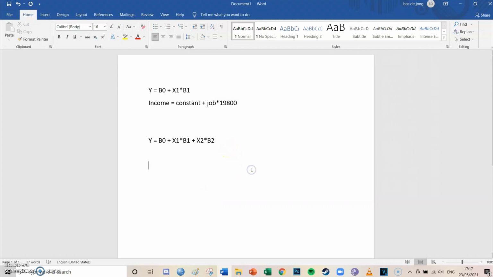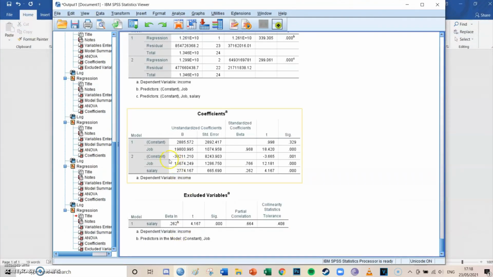But now we're going to do a multiple linear regression. So we're going to take a look at multiple independent variables. So Y is the dependent variable, which is income, because we want to find out the income of someone who has a tier 3 job and earns 15 euros an hour. So the B0 is the constant, also known as the intercept, and that is minus 30,211. And to explain once more what the constant is, the constant is the level of the dependent variable if all independent variables are zero.